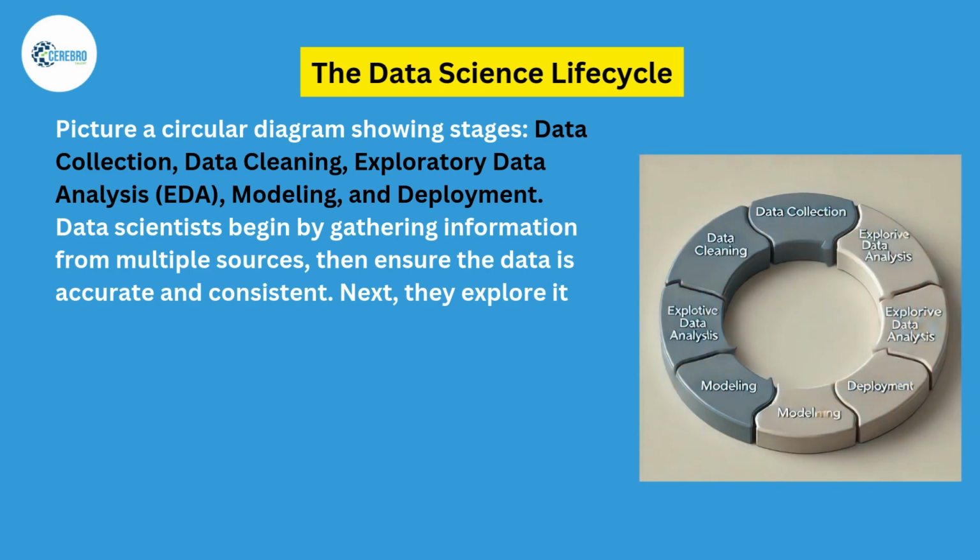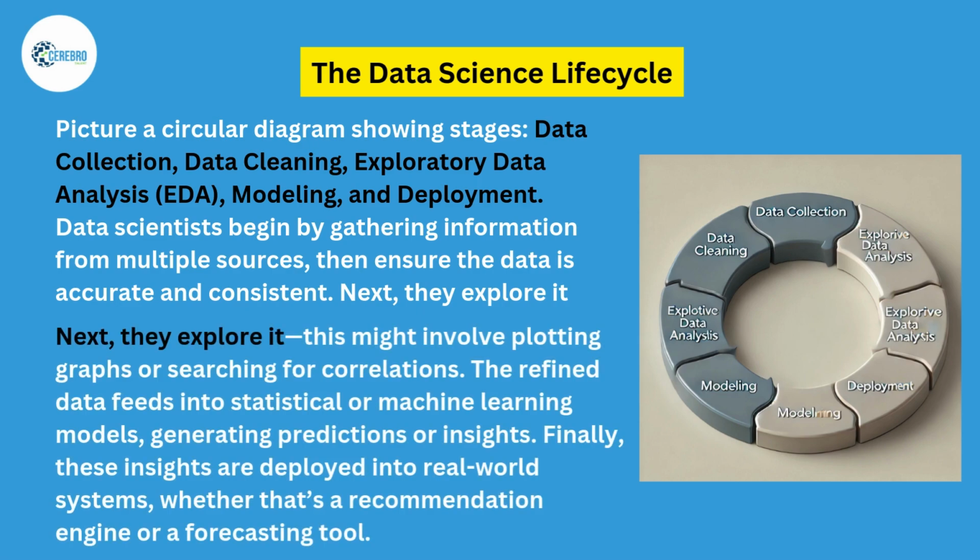Picture a circular diagram showing stages: data collection, data cleaning, exploratory data analysis, EDA, modeling, and deployment. Data scientists begin by gathering information from multiple sources, then ensure the data is accurate and consistent. Next, they explore it. This might involve plotting graphs or searching for correlations. The refined data feeds into statistical or machine learning models, generating predictions or insights. Finally, these insights are deployed into real-world systems, whether that's a recommendation engine or a forecasting tool.